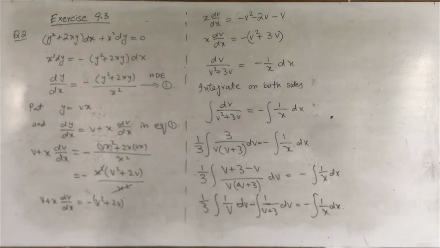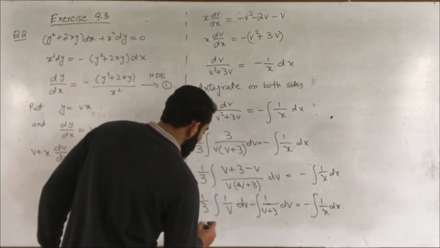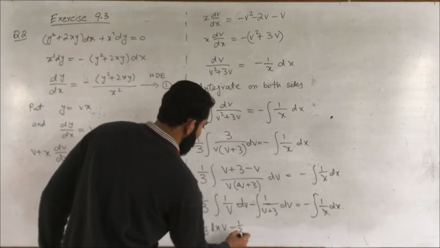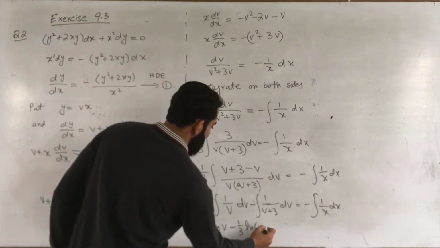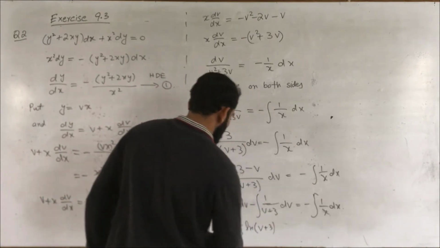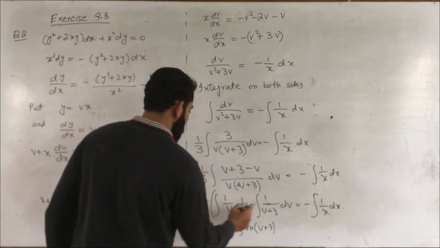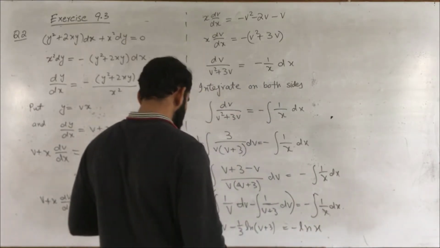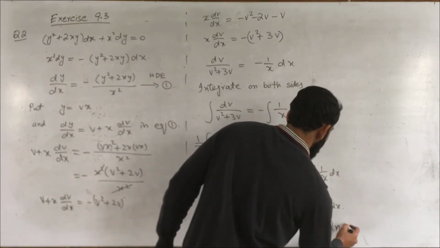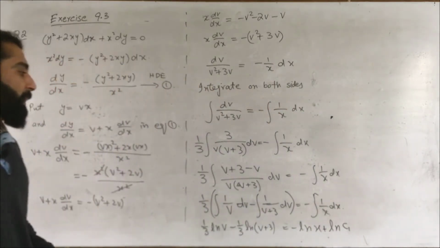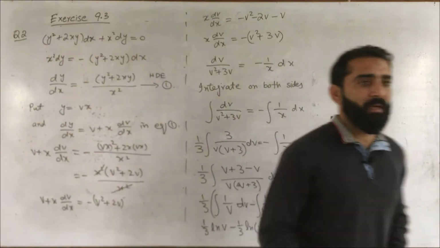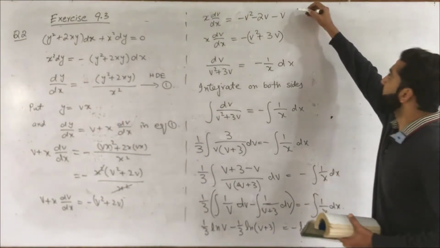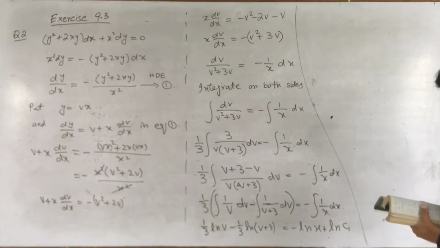Now we can easily integrate these integrals. 1 over 3 natural log of v minus 1 over 3 natural log of v plus 3 is equal to minus natural log of x plus natural log of c1. Natural log of c1 is a constant, and you can have any constant in the place of c. Natural log of c, e power c, and something you can take in the place of that constant.